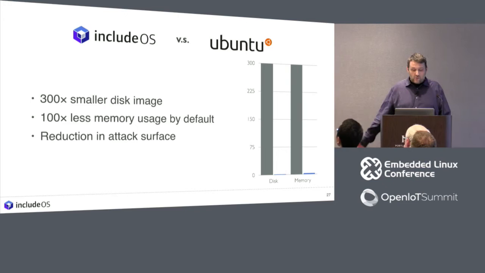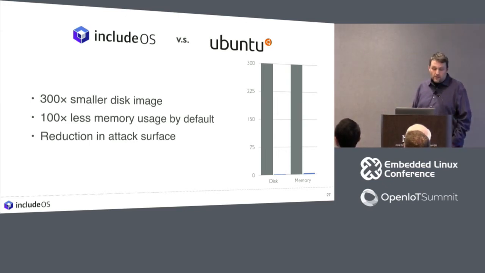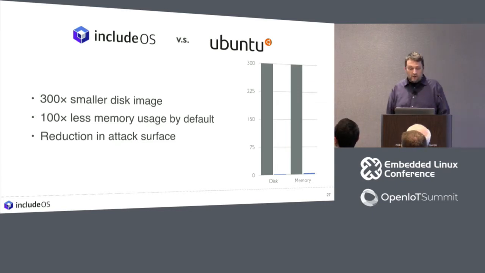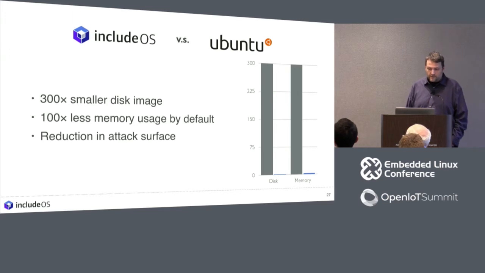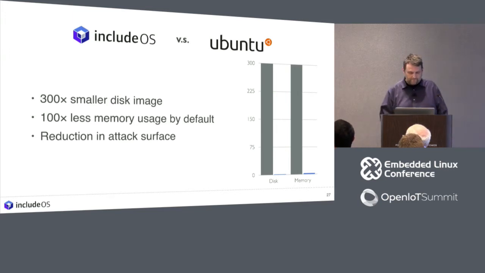A minimal image with networking typically comes in at about 1.5 megabytes, and a real web server with REST API support and modern features like parsing JSON ends up at around 5 megabytes, I think. And that includes static content that is served by the web server.